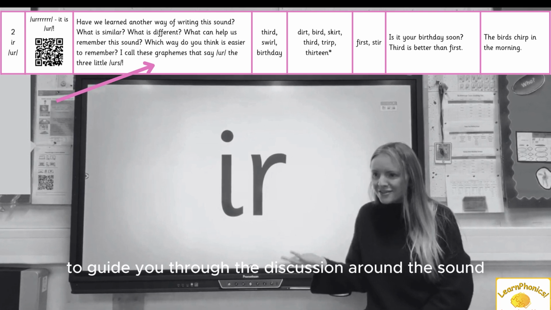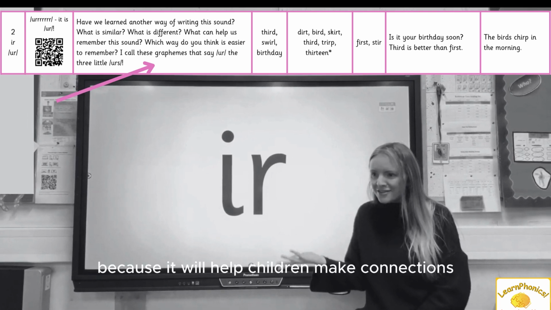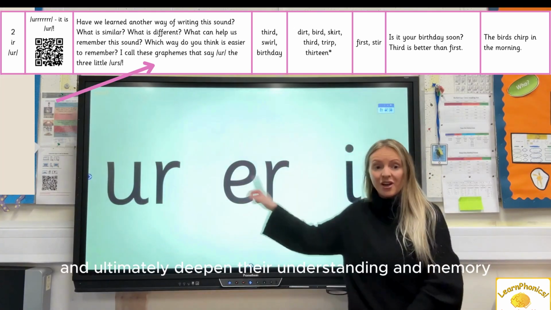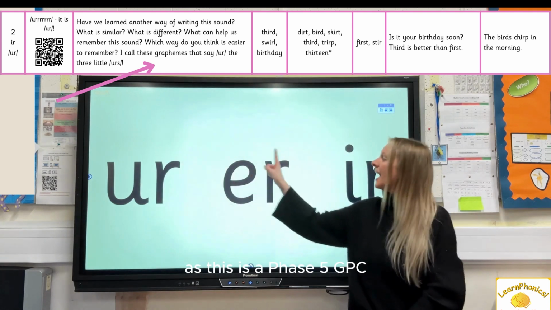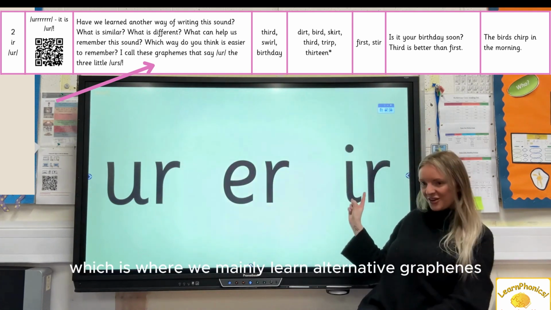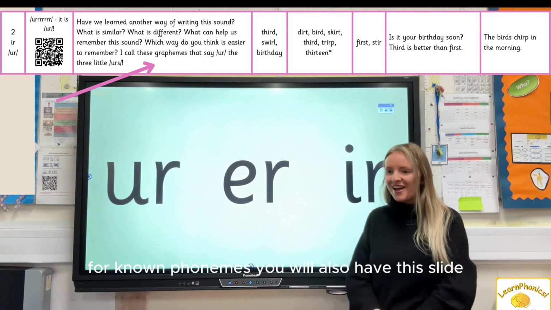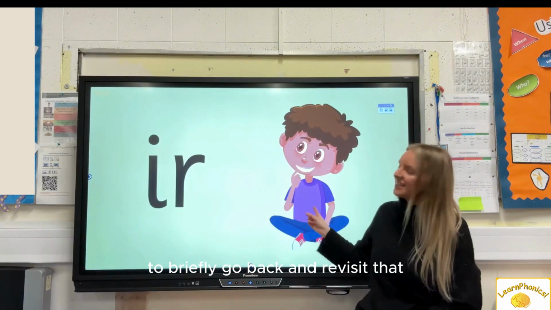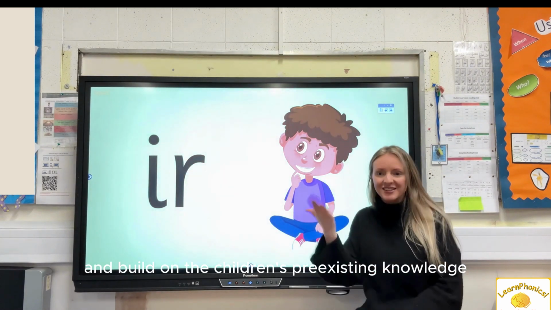So looking at the planning, you can see there are some deeper understanding points to guide you through the discussion around the sound. Now, this discussion is crucial because it will help children make connections and ultimately deepen their understanding and memory. As this is a Phase 5 GPC, which is where we mainly learn alternative graphemes for known phonemes, you will also have this slide with previously taught graphemes to briefly go back and revisit that and build on the children's pre-existing knowledge.